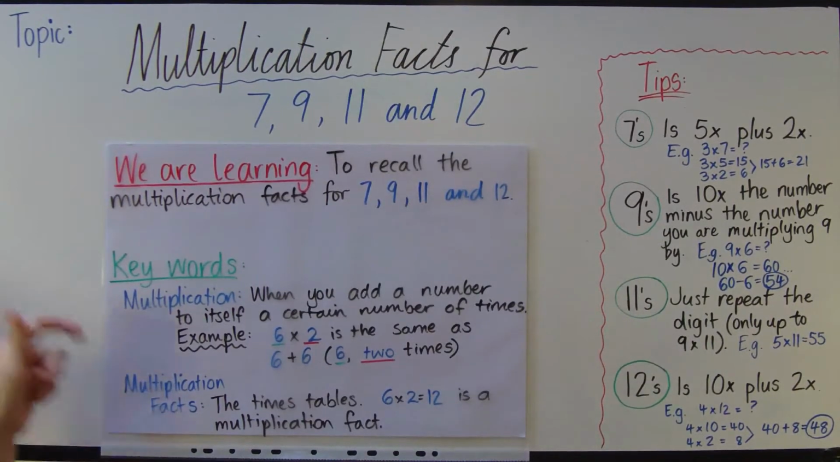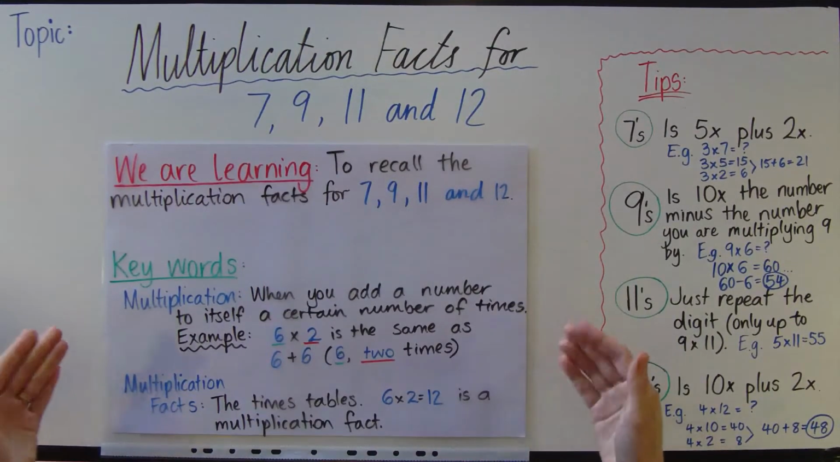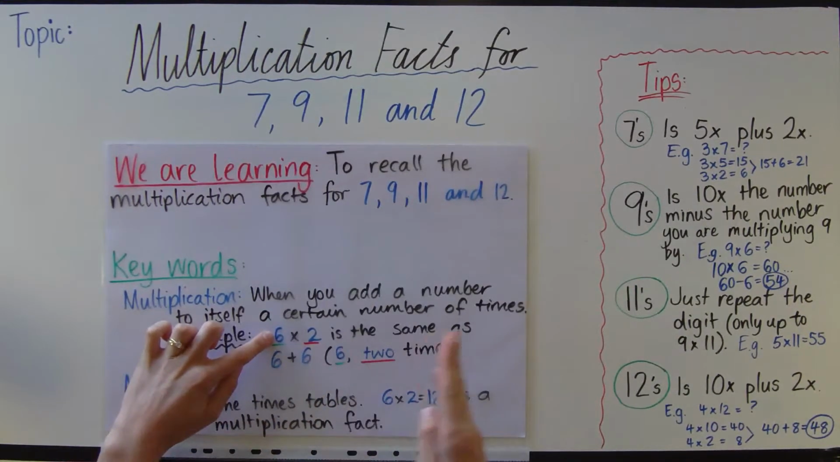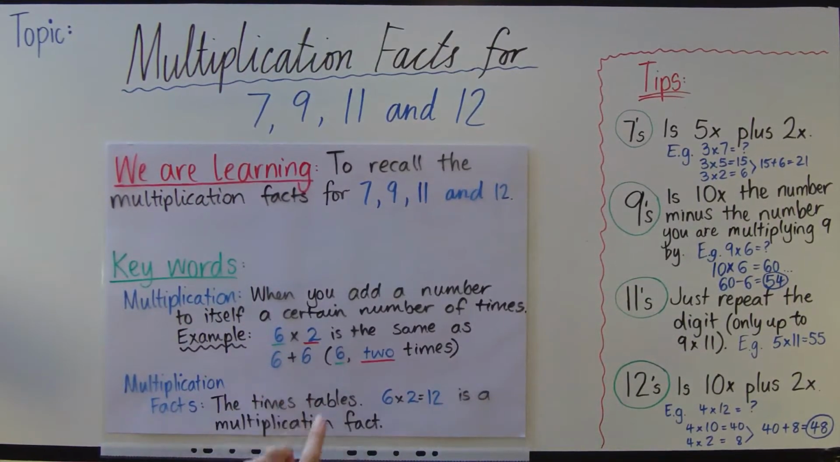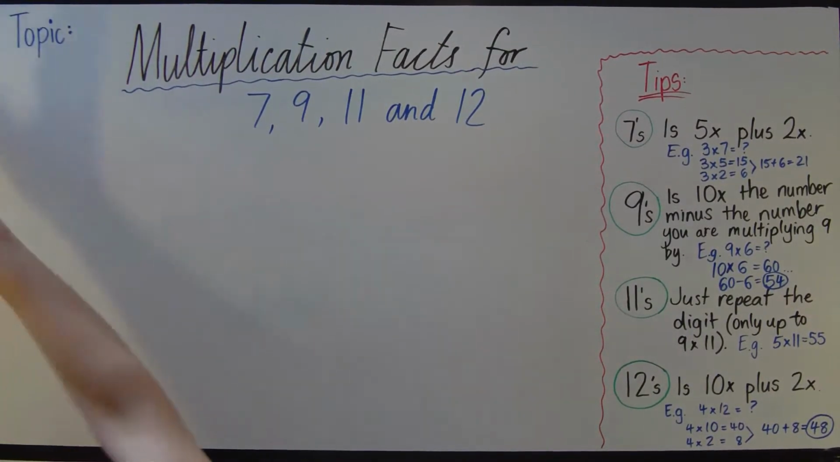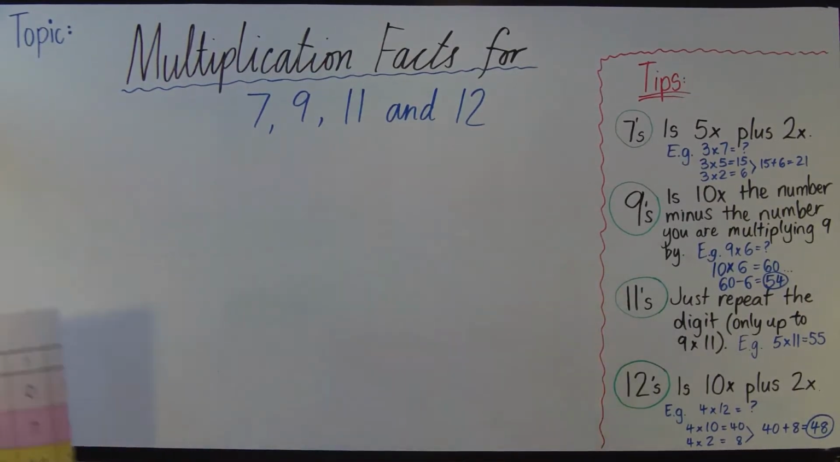We have multiplication. When you add a number to itself a certain number of times, that's what multiplication is. An example is 6 times 2 is the same as 6 plus 6. So you're just adding 6 with itself 2 times. Multiplication facts is the next one, which is basically the times tables. 6 times 2 equals 12 is a multiplication fact. Now, today we'll be focusing on these ones here, 7, 9, 11 and 12.